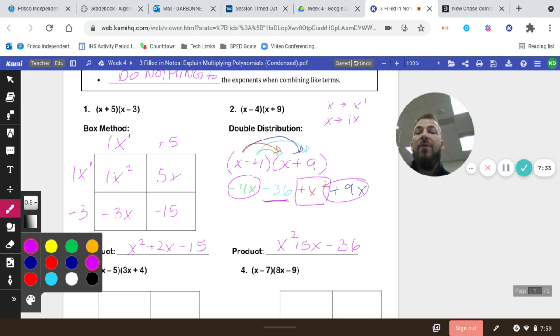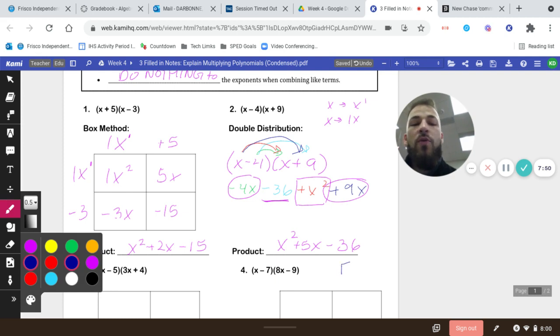Okay, so that's two different methods, y'all. I'm going to use mostly the box method because I think it helps everyone kind of organize their thoughts a little bit better, but you can use double distribution if you prefer it. You will also see it sometimes referred to as FOIL.